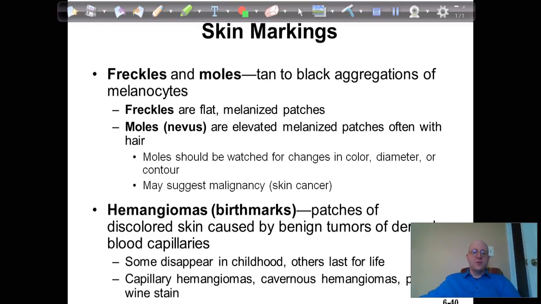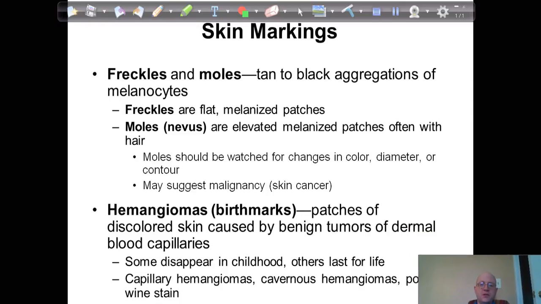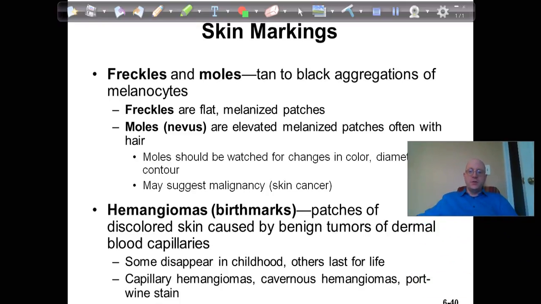Hemangiomas, or birthmarks, are patches of discolored skin caused by benign tumors of dermal blood capillaries. So this would be something that looks particularly red underneath the surface of the skin. Some disappear in childhood, others last for life. Capillary hemangiomas, cavernous hemangiomas, or port wine stain, which you might see on, say, the noses of people who are alcoholic, that redness, those strawberry marks, are hemangiomas.